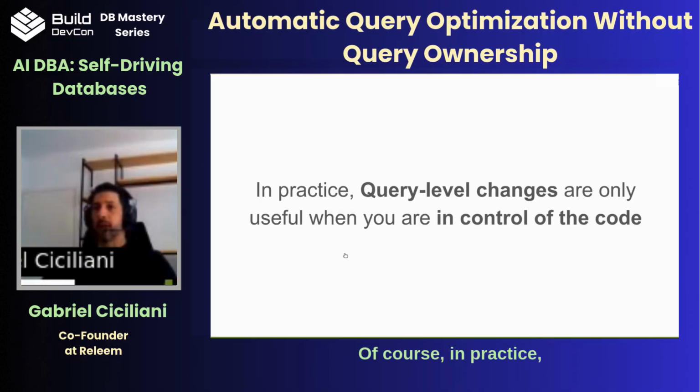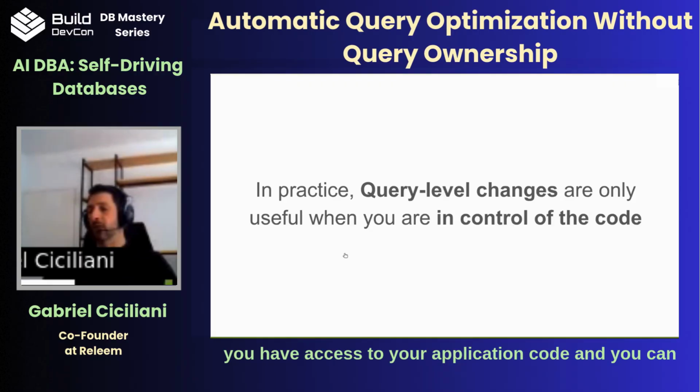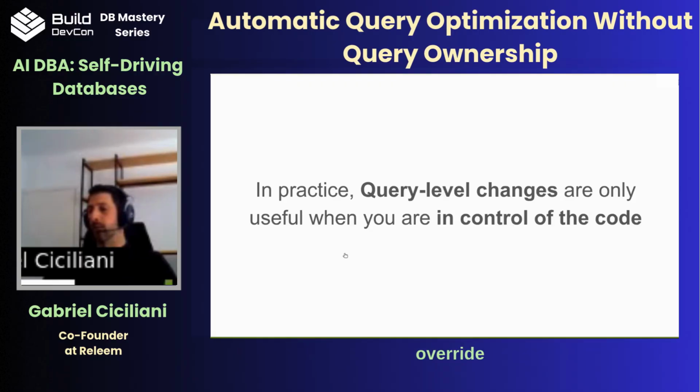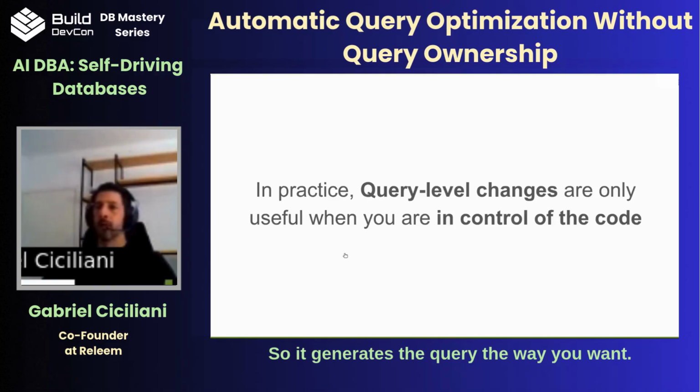Of course, in practice, query level changes are only useful when you can change the code, right? When you are in charge of maintaining your application, or you have access to your application code, and you can either override what the ORM is doing and put your own query there, or just change the SQL or the code directly so it generates the query the way you want.